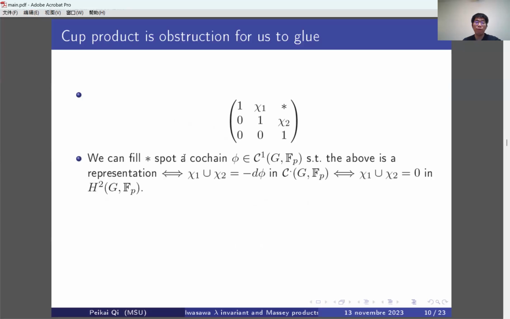We can fill a spot here such that the above becomes a representation if and only if K1 cup product with K2 equals the negative differential of phi, where d is the differential. And this is equivalent to the cup product being 0. So if your cup product of K1 and K2 is 0, then we can fill this spot and have a representation. If your cup product is non-zero, then we can't fill in any element here such that this becomes a representation. This tells us the cup product is the obstruction to gluing. If the obstruction, the cup product, is 0, then we can glue them. If it is non-zero, we can't have a representation; we can't glue them together.